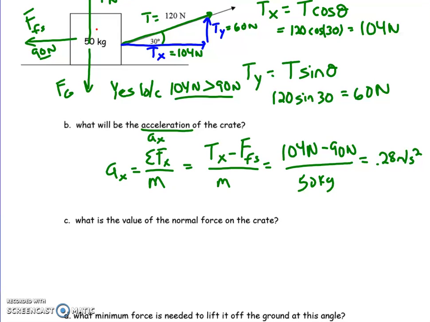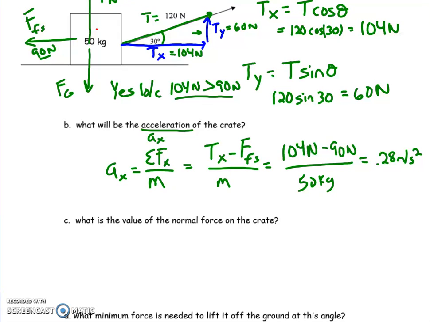What is the value of the normal force? Okay, this is a problem that always gives us trouble, especially in the last quiz. The tendency is to want to say the normal force equals the weight, but that's only true if we're on a flat surface, which we are, if we're not accelerating vertically, we're not, and if there's no other vertical forces acting on a crate. There's the rub. There is another vertical force, namely the y component of the tension.